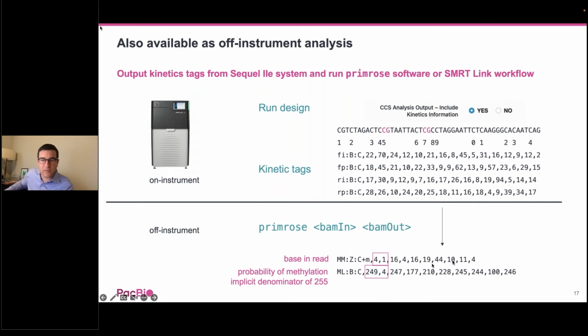Then there's a series of numbers, and that tells you how many C's to skip before you're in between ones that are being tagged. So here we're only annotating CpG sites.